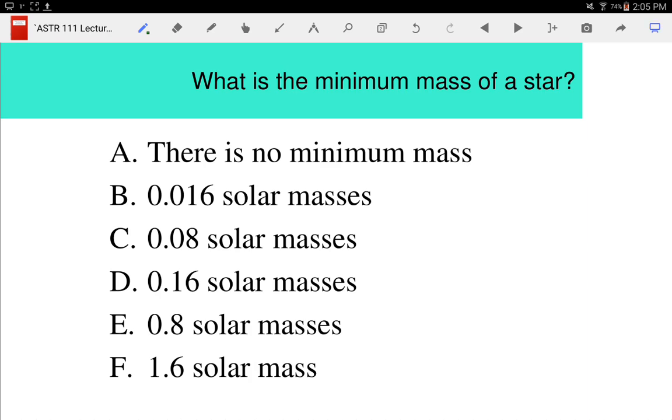Another question for you. What is the minimum mass of a star? Very good, Sarah. Was she the first one? Yes, she was the first one. That's how I know it was her. The guy, I will beat you one day. The second person was right, too. The third person was wrong. I don't know who was whom, except for Sarah was first.